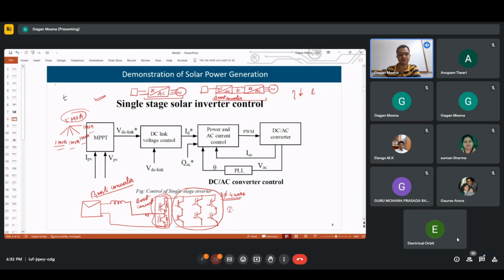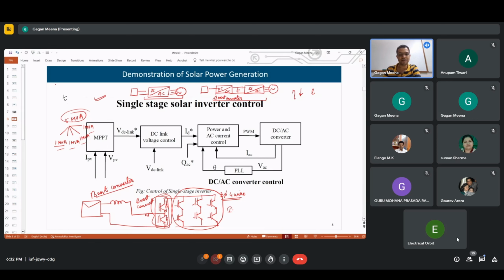Across this DC link capacitor there are resistors. Two capacitors are connected in series, and across them, in parallel, there is a resistance. So why do we use this resistance? Can you tell? And what is this resistance called? These are called bleeder resistances.